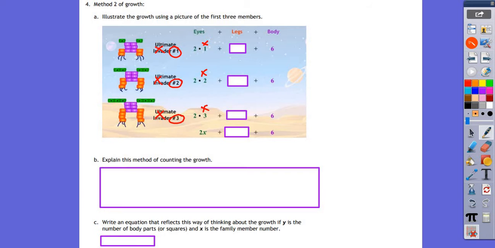All right. Now looking at his legs. How many total legs does an Invader 1 have? 4. But again, I need to use a 1. What are some multiplications that have a product of 4? 4 times 1, what else? 2 times 2. Okay?